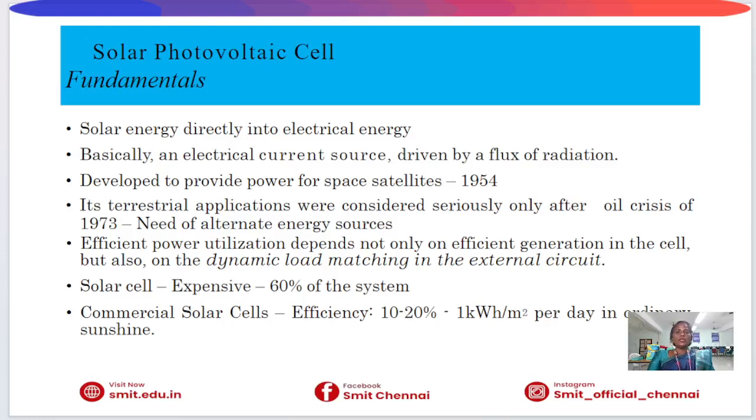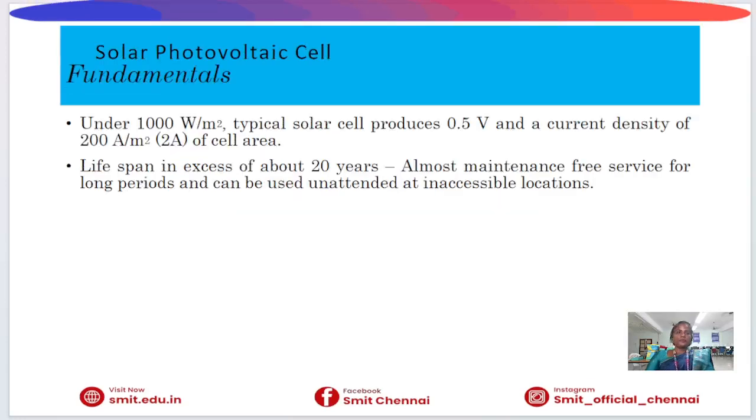Initially, solar cells were developed in 1954 for space satellite applications. Their terrestrial use gained importance after the oil crisis of 1973, which created a need for alternative energy sources. Under standard solar irradiation of 1000 watts per square meter, a typical solar cell produces about 0.5 volts and a current density of approximately 200 amperes per square meter.